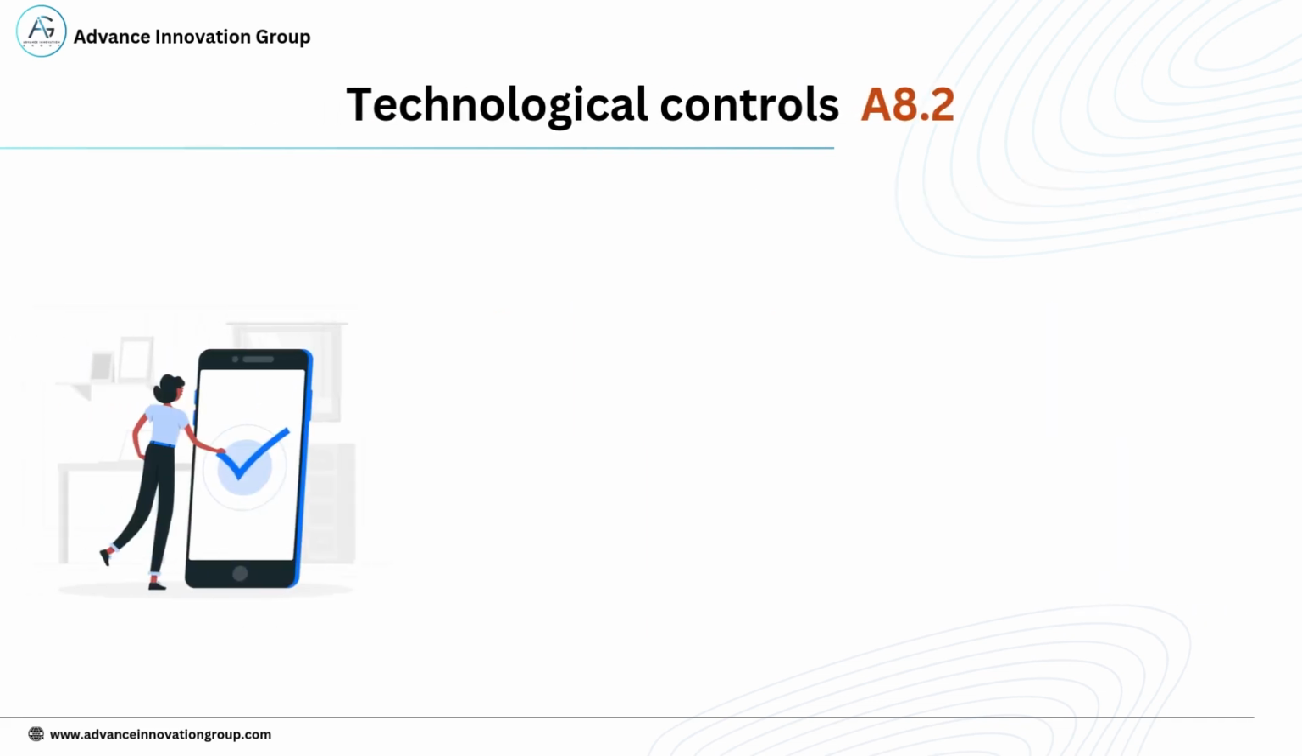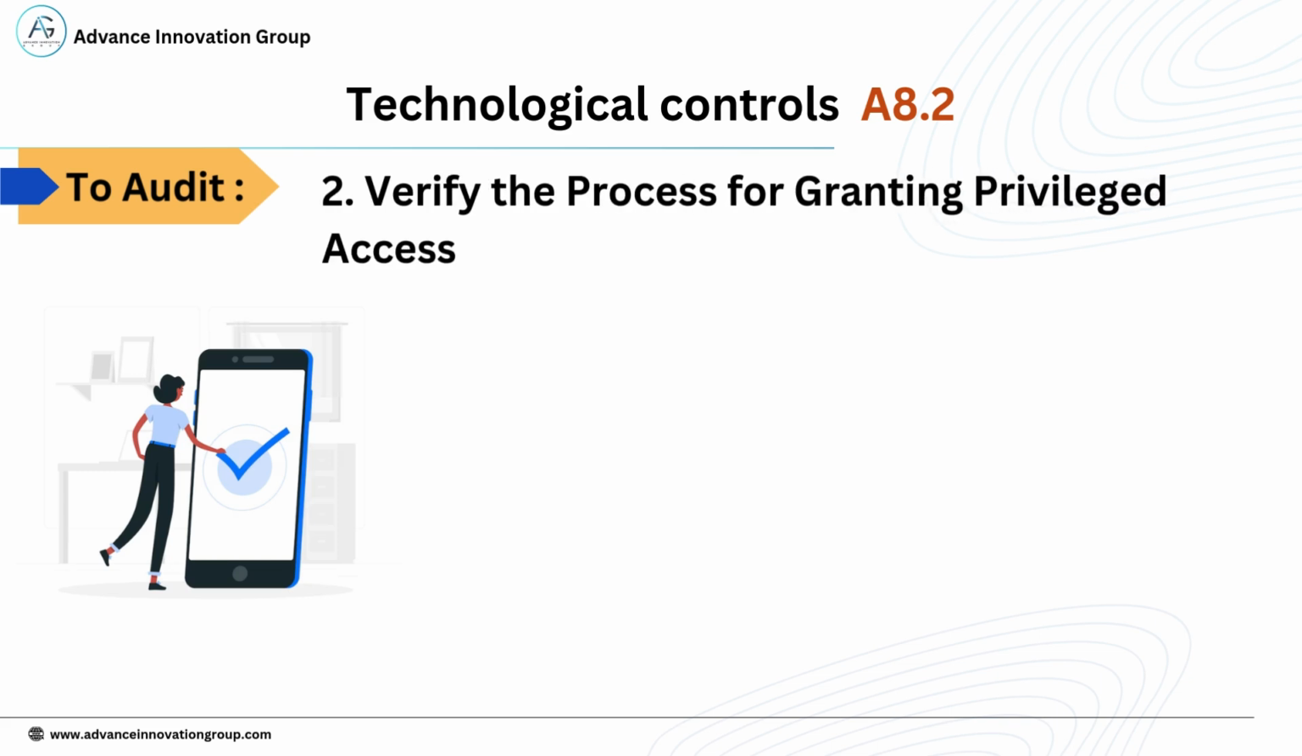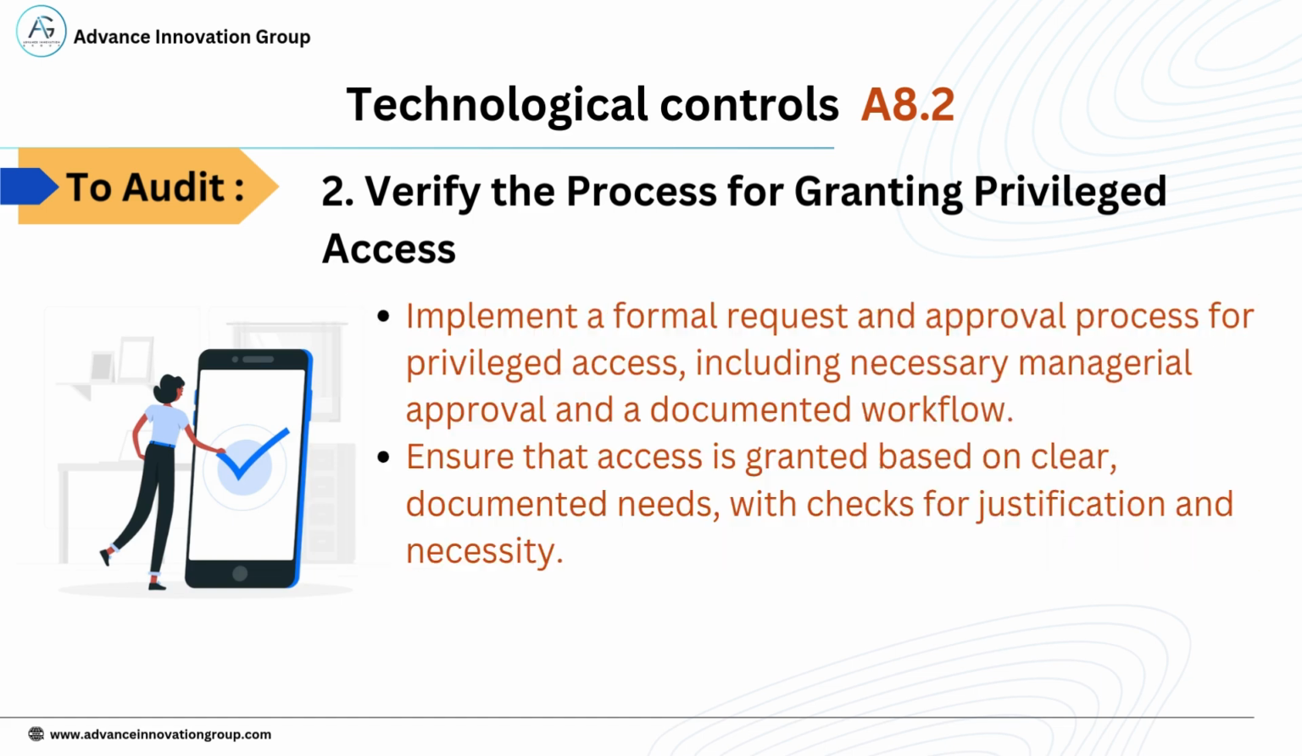Technological controls A8.2. To audit, second, verify the process for granting privileged access. Implement a formal request and approval process for privileged access, including necessary managerial approval and a documented workflow. Ensure that access is granted based on clear, documented needs with checks for justification and necessity.